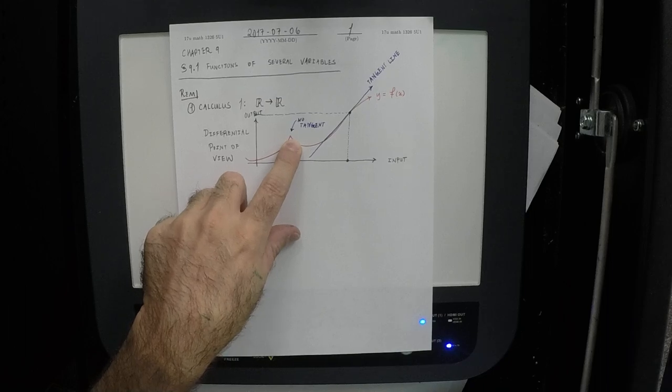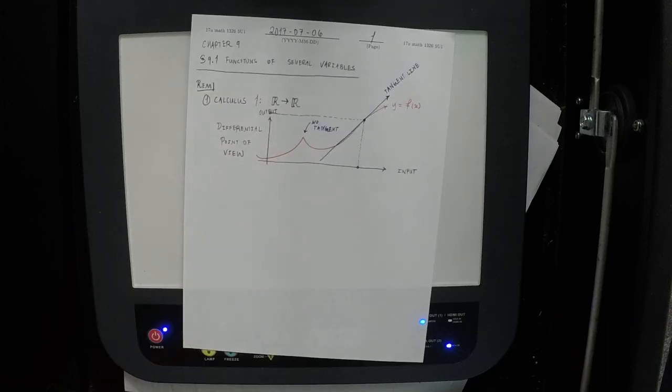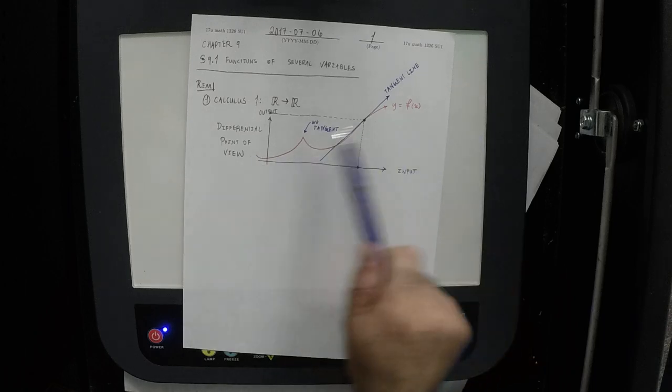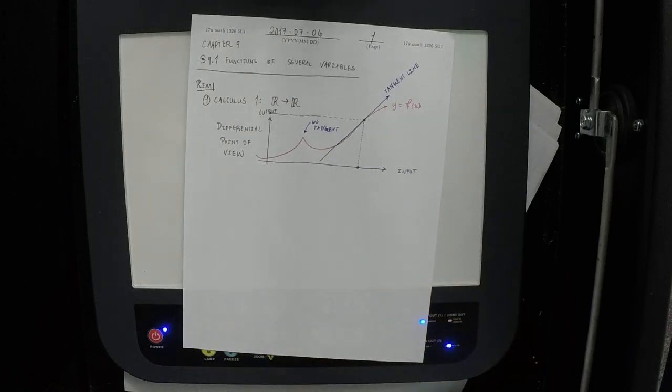So this function cannot be approximated with a flat thing at that place. Computationally, if you were attempting to compute the derivative there, it wouldn't exist. That's what that means. Whereas at every other point, at least on what I've drawn, the derivative would exist because it's smooth everywhere else. Okay, so any question about that?